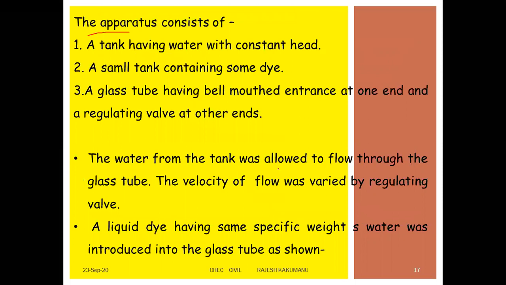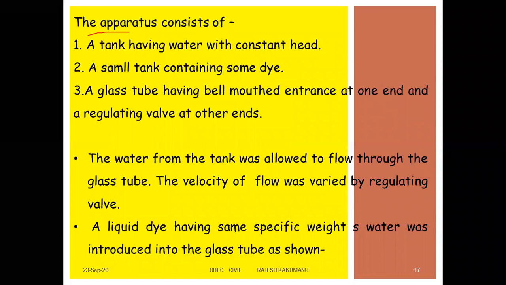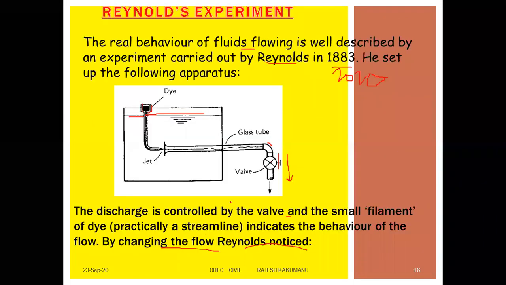Now what happens to the water from the tank? The water from the tank was allowed to flow through the glass tube. The velocity of flow was varied by the regulating valve. So the container water is flowing through the glass tube, and it is controlled with the valve placed outside. A liquid dye having the same specific weight as water was introduced into the glass tube as shown. So what do we do next? Whenever the water is flowing through the glass tube, we are also sending a dye through the jet of the orifice into the glass tube along with the water.